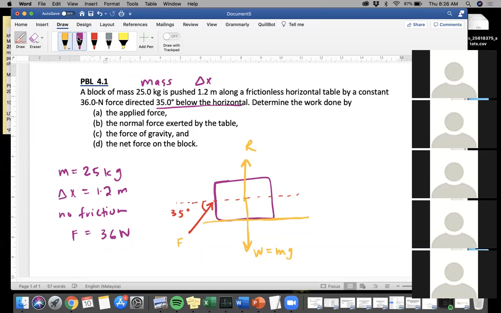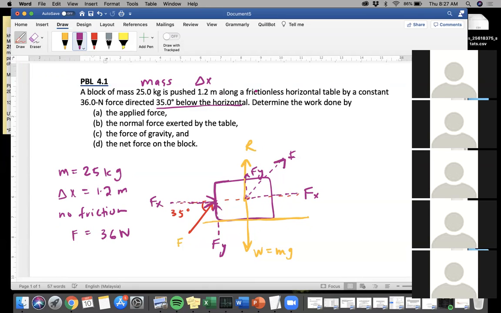Now I would like to resolve my F to make my life easier as always. If I were to extend my force, I would resolve my Fx this way and my Fy this way. You can extend, or if you don't want to extend, you can keep it here. It's going to be this way and this way. Same thing. If you can do this correctly, you will have it correctly here as well.